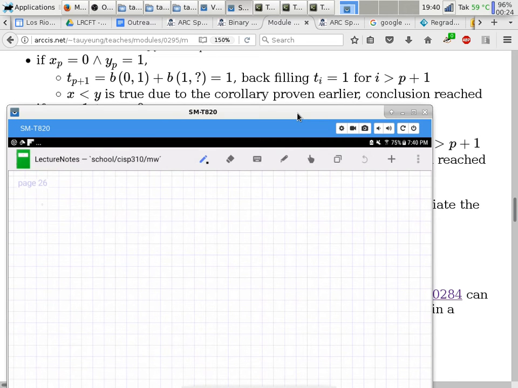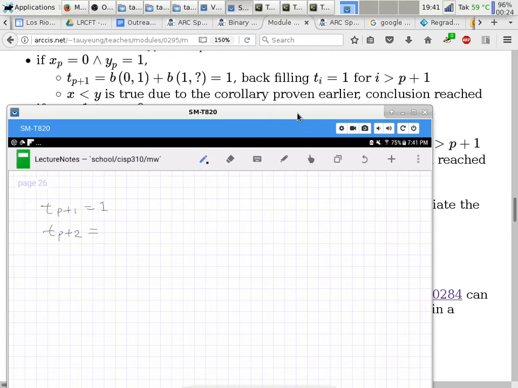So we already know that p plus 1 is a 1. Are we good so far? Because we are handling the case when xp is 0, yp is a 1. Is that okay? All right. So our job now is to figure out what is t subscript p plus 2. Is that okay? So we'll go with the definition first.